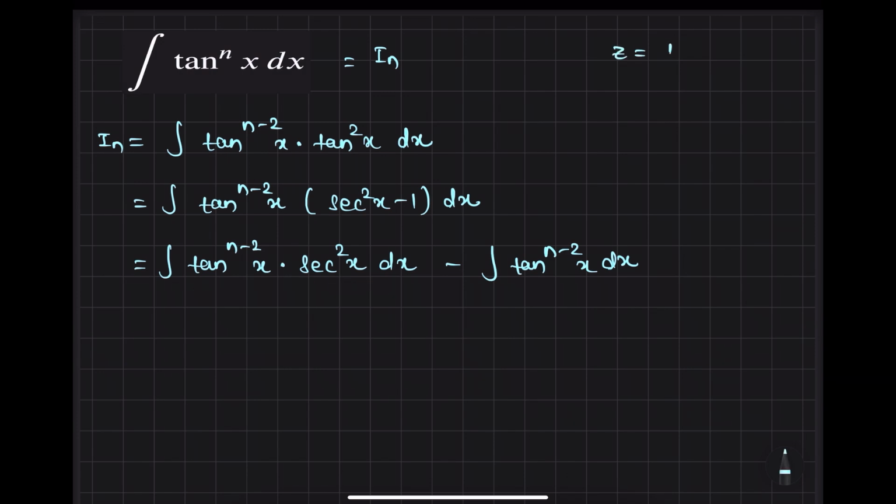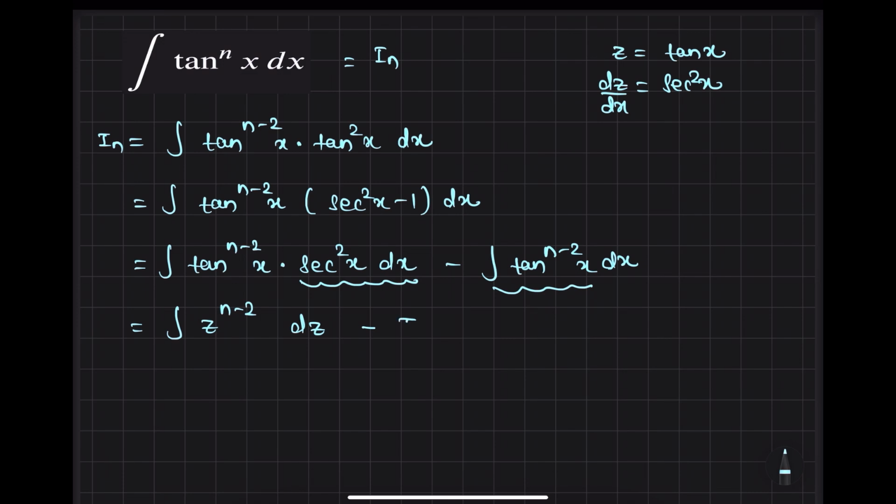So suppose that z is tan x. So dz by dx will become what? Sec square x, and we have sec square x dx. So can I write integration of z power n minus 2 dz, and can I write this question as I n minus 2? Because if I write I n, we can write if the power of tan is n. So here power of tan is n minus 2. So we will write I n minus 2.